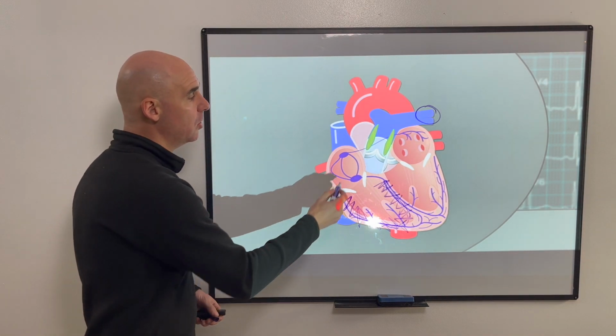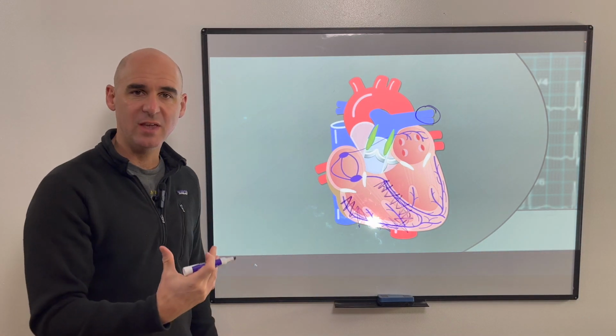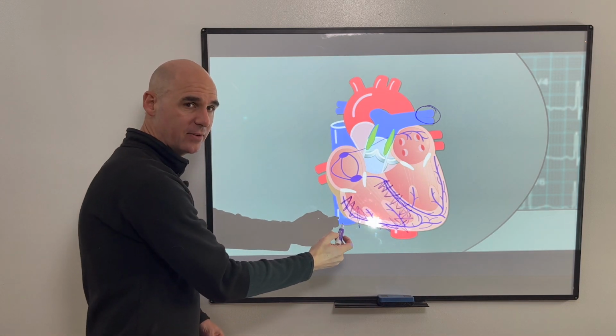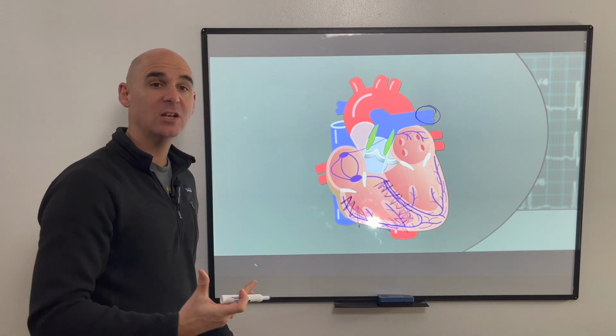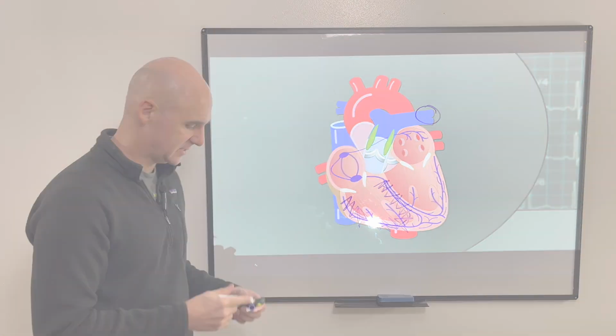So those things can all lead to right axis deviation, because suddenly there are either a lot more myocytes on the right side, or the increased demand is pulling that average direction toward the right side.